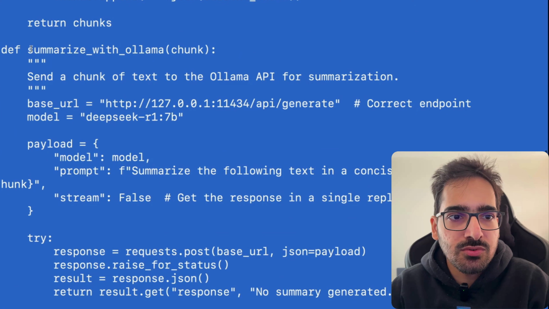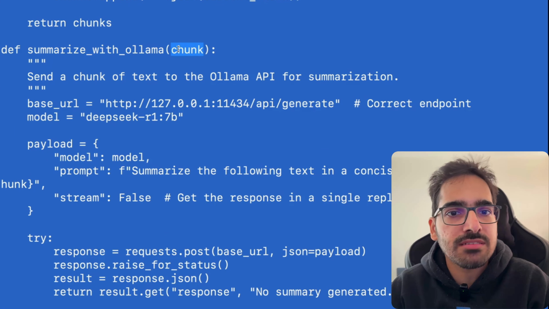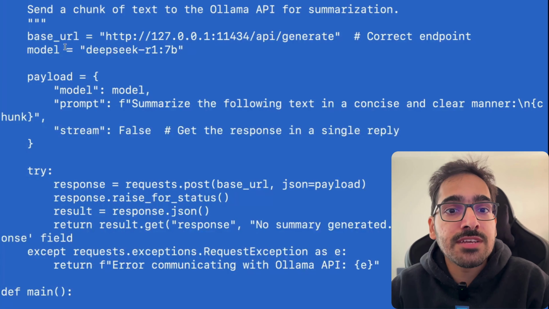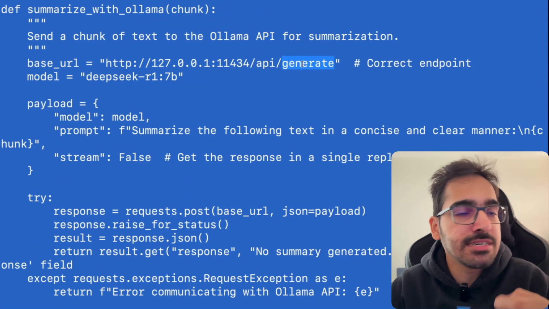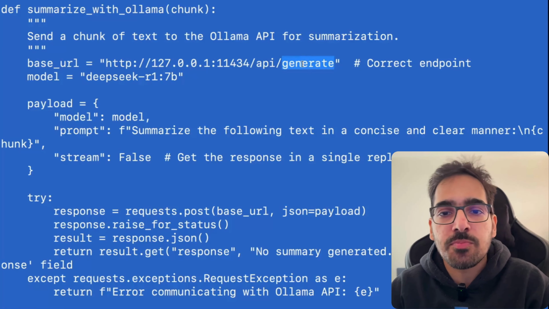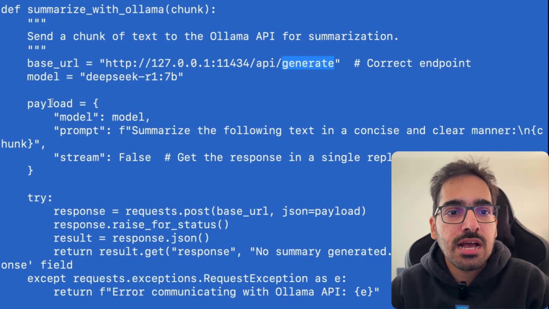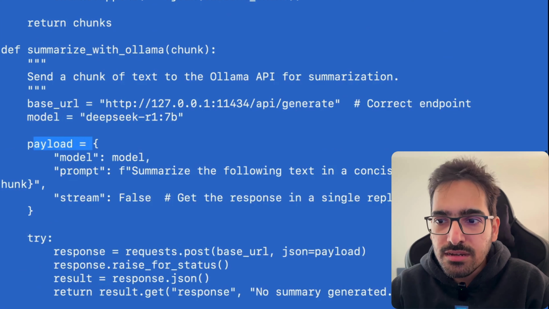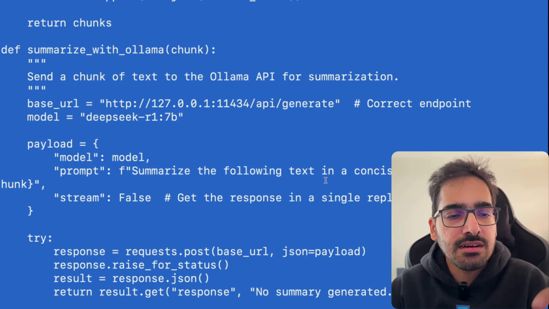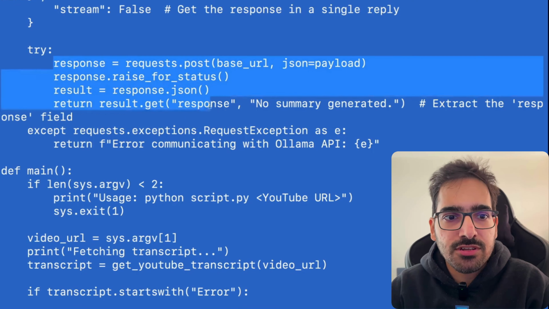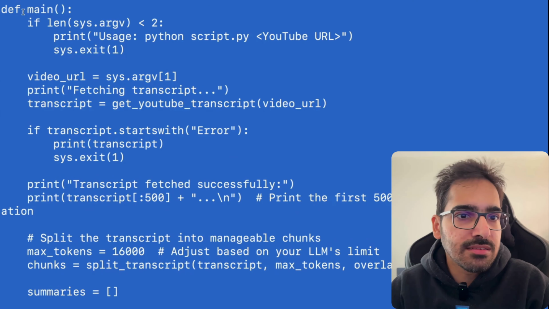Now this is where you do the summarize with Ollama and pass the chunk over here. So you have one chunk, you pass it to Ollama, where we have specified the base URL, the one that I showed you, and this is the one to interact with the model and generate some response by giving the input. The payload we'll be giving is the chunk. If you see over here, we are passing the chunk in the prompt. Again, it will wait for the response, get the result, and this is the main function.